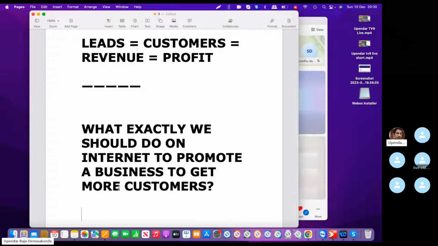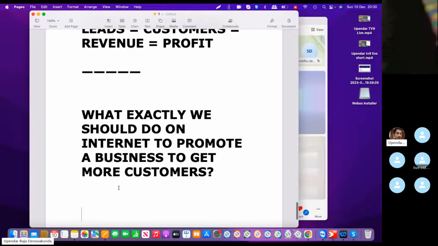So this is an interesting question you should know, and probably again a lengthy answer that you should remember. What exactly should you do on the internet to promote a business so that you can get more reach, more customers, more leads, more revenue and more profits? This is the whole story again.